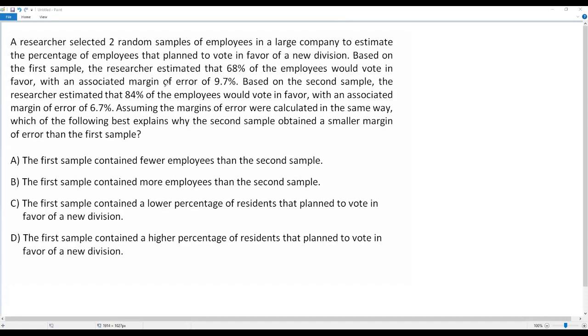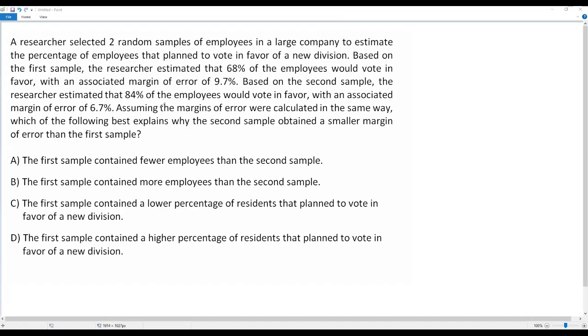Based on the first sample, the researcher estimated that 68% of the employees would vote in favor with an associated margin of error of 9.7%. Based on the second sample, the researcher estimated that 84% of the employees would vote in favor with an associated margin of error of 6.7%.